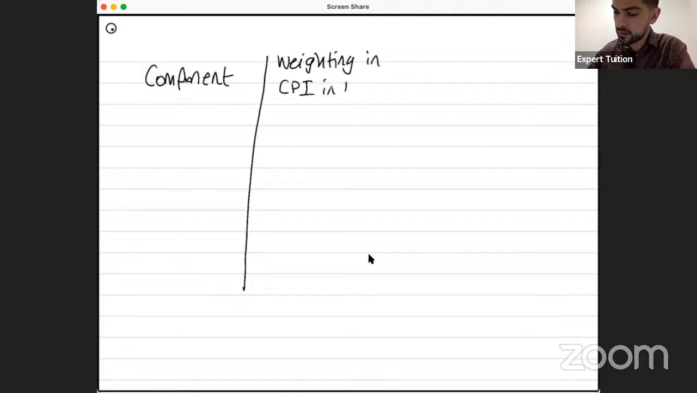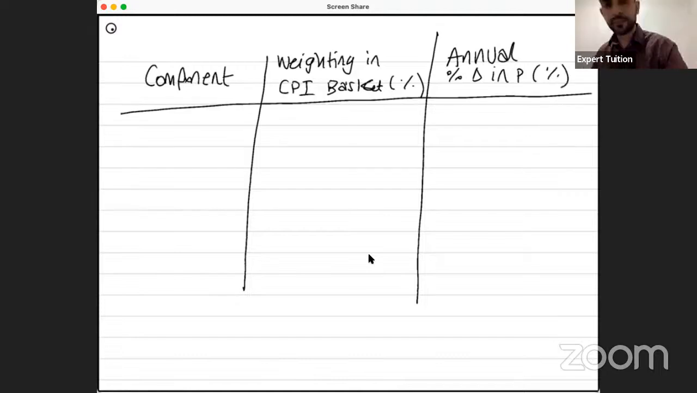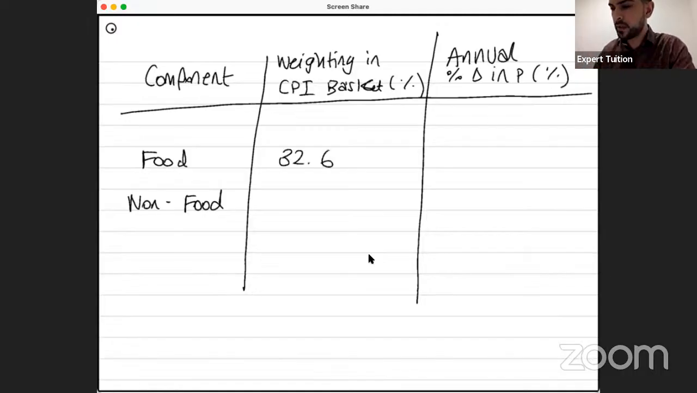In the CPI basket, sorry. Right. And that's going to be expressed as a percentage. And over here, I've got the annual percentage change in price. Again, obviously in percentage terms. Yeah? Okay. And we're going to break it up into two parts. So one part is going to be food, and the other is non-food. Some of you may have seen this if your teacher showed you the specimen paper, paper 2. I've amended the numbers a little bit, yeah? So the numbers are going to be as follows for us. 32.6 over here, 4.3 over here, 67.4, and 3.2.